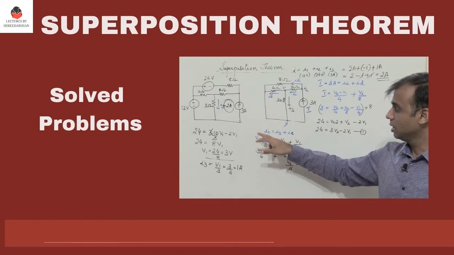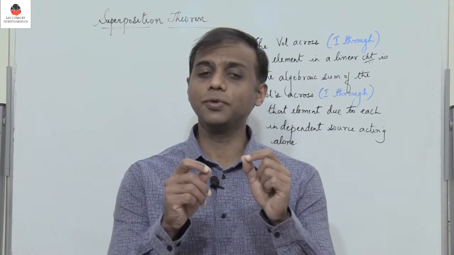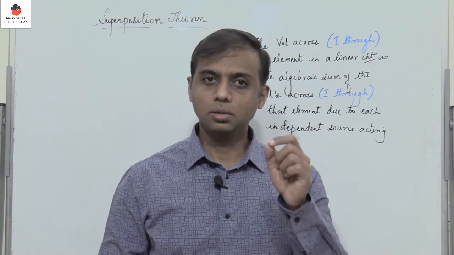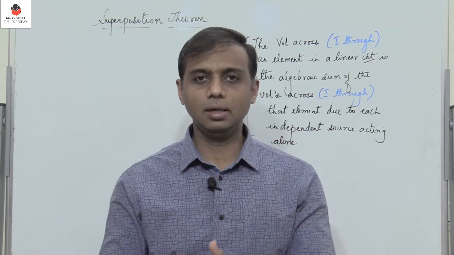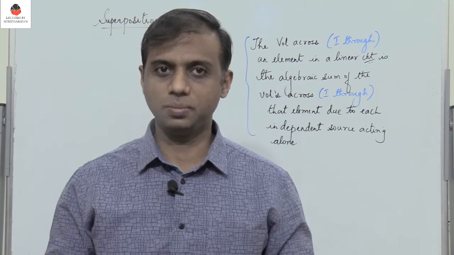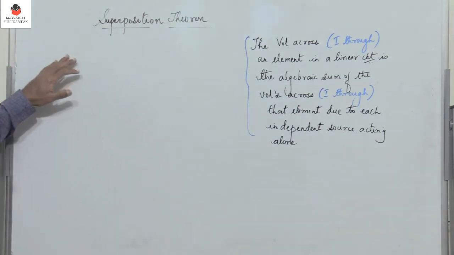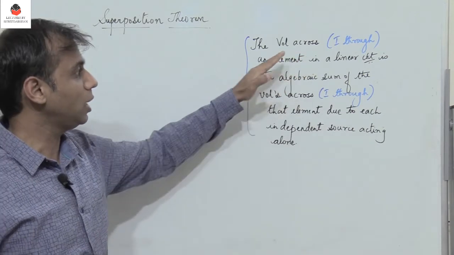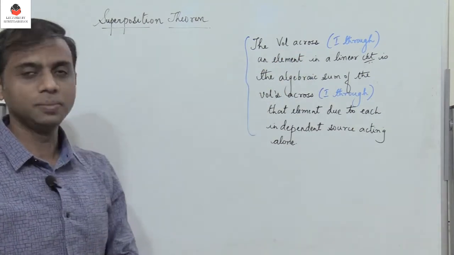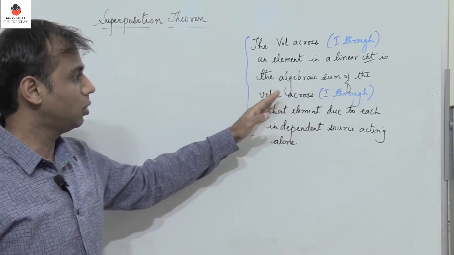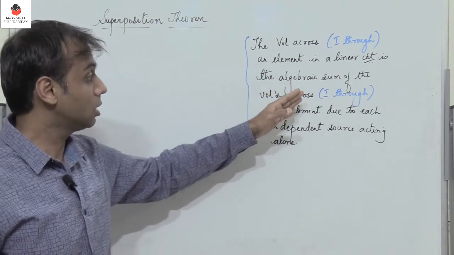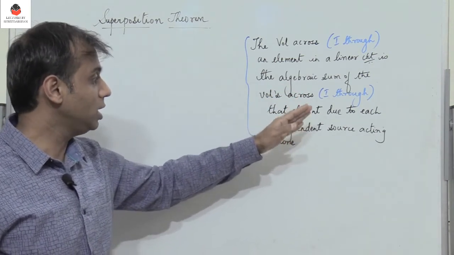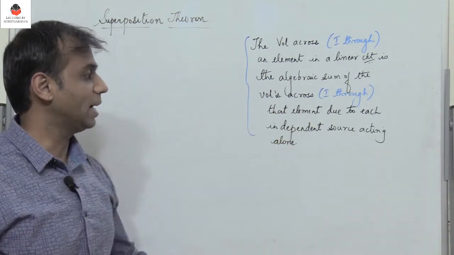One of the most important theorems or principles used to find the voltage or current through a given element in the entire network is the superposition principle. Now, what is the statement of this theorem? It states that the voltage across or current through an element in a linear circuit is the algebraic sum of the voltages across or the current through that element due to each independent source acting alone.